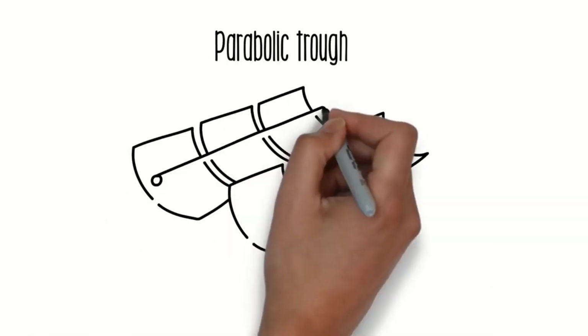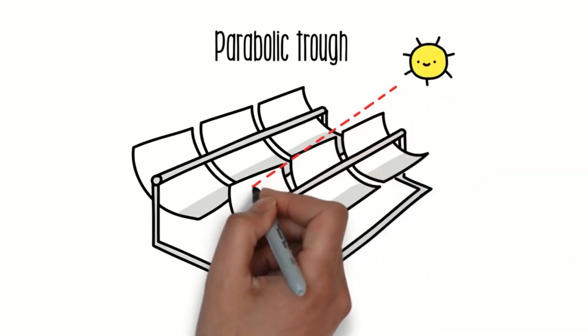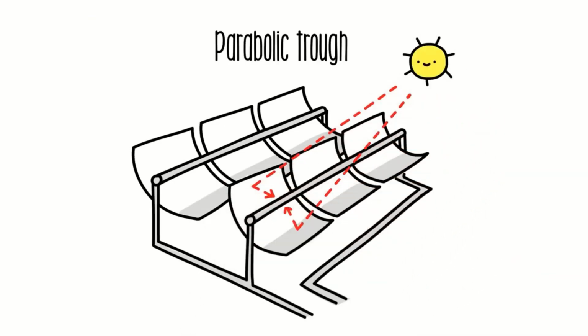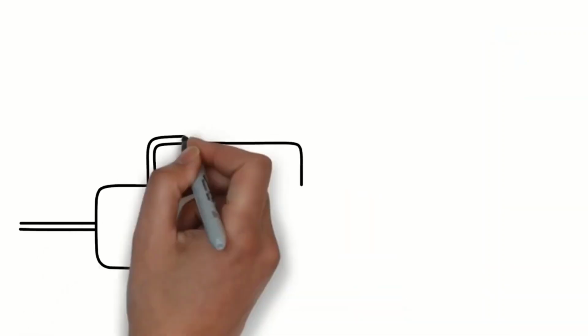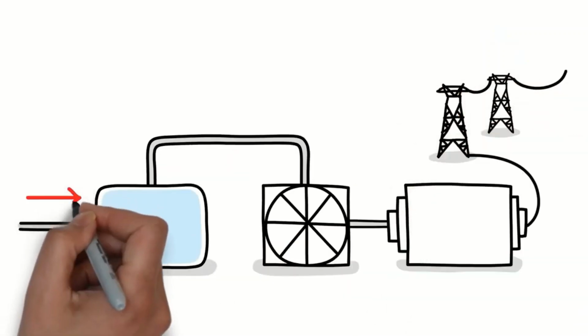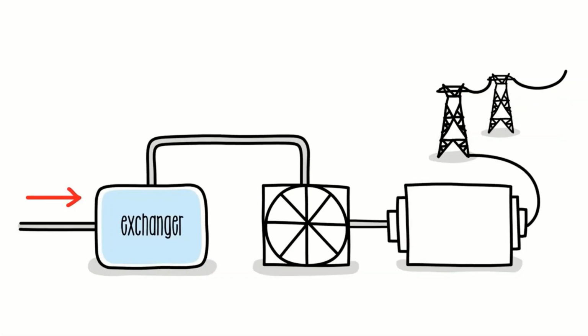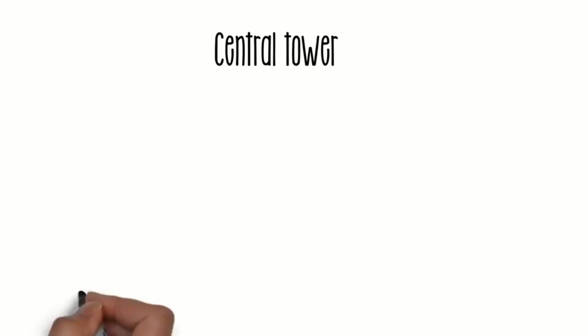In parabolic trough technology, mirrors are used to reflect and concentrate solar radiation onto a pipe located in the focal line. Inside the tube, a thermal fluid is heated to nearly 400 degrees Celsius. Then an exchanger transfers its heat to the water stored there and transforms it into steam. The steam then drives the turbine connected to a generator to produce electricity. Then the steam is cooled down to start the process again.